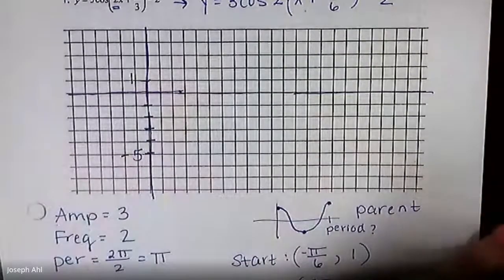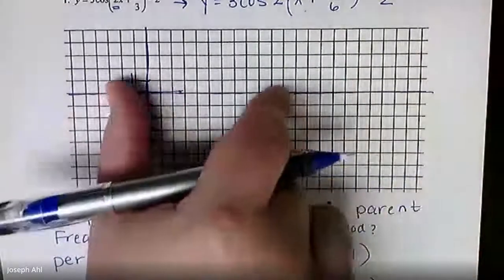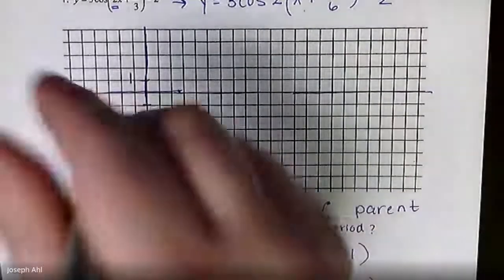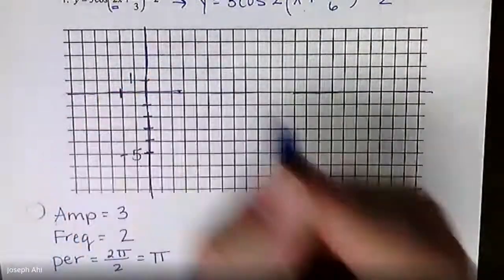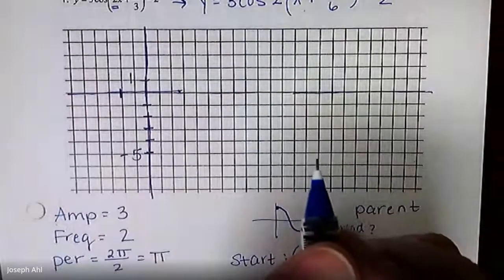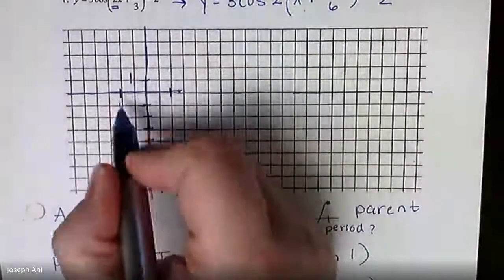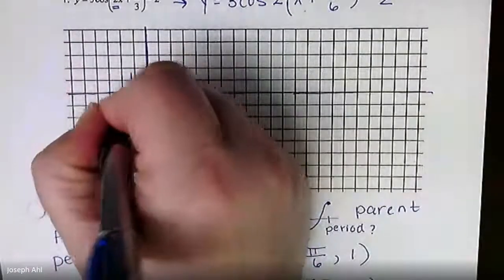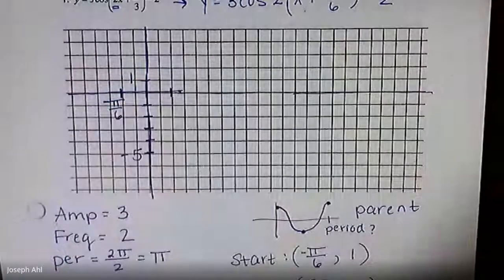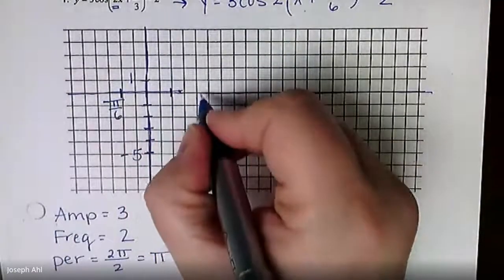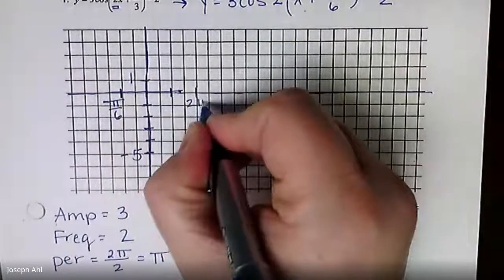You probably have a few things that would work, but I don't like my graphs to be too crunched and squished together, even though that would technically be okay. I'm going to make a scale of every 2 spaces on the x-axis to be another pi over 6. So when I go 2 spaces this way, I'm going to label this as -pi over 6. And when I go 2 spaces to the right of 0, that would be 1 pi over 6. So then this would be 2 pi over 6.